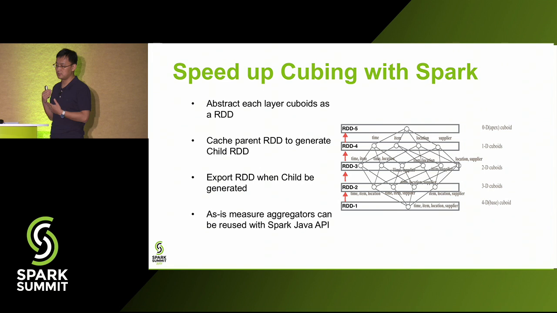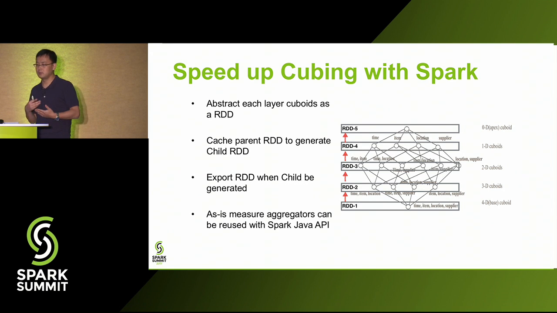If we cache the parent RDD in memory, then we don't need to read it from disk. When the child RDD gets calculated, the parent RDD can be exported to Hadoop as files and then removed from the cache. Spark provides the Java API so you can easily migrate from MapReduce to Spark. So we can reuse most of the aggregation code that we developed in Kylin.